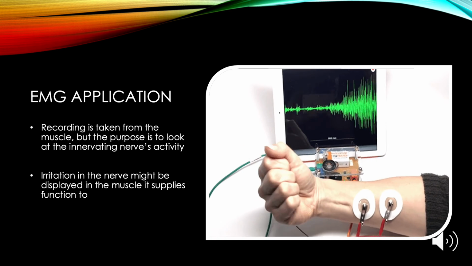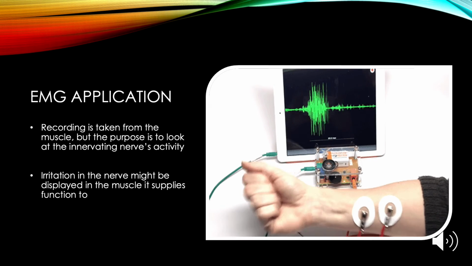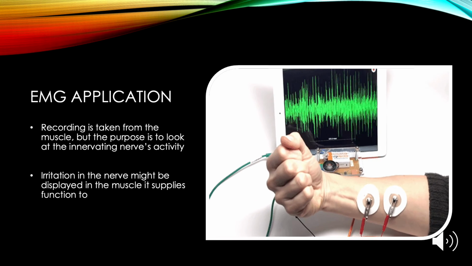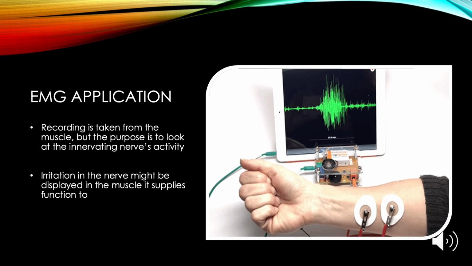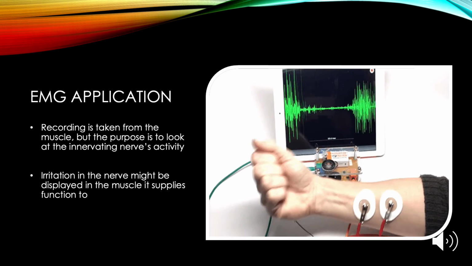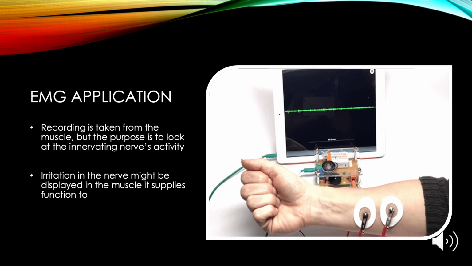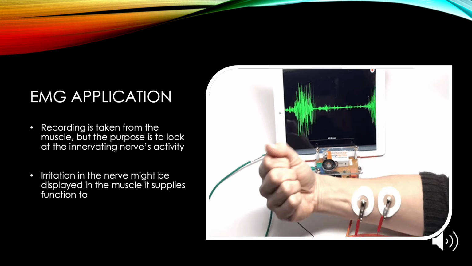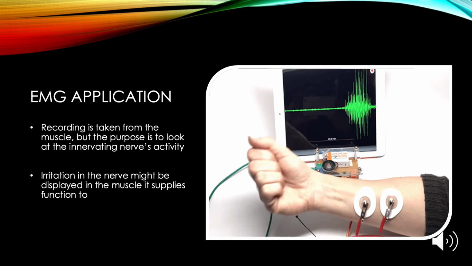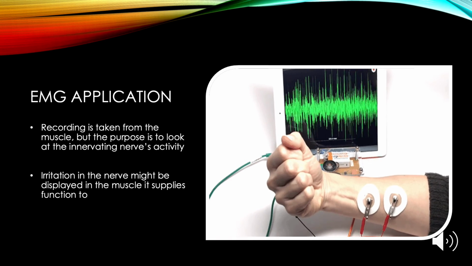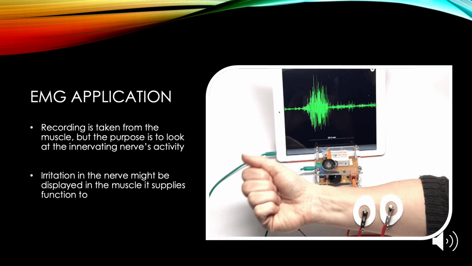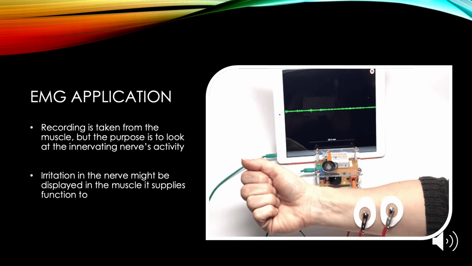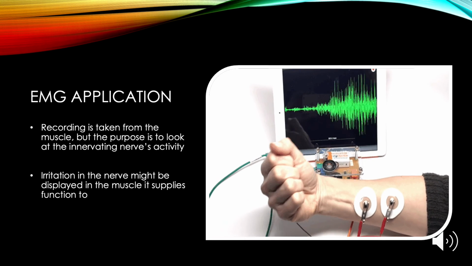As we already know, the application of EMG in most of our scenarios is going to be to measure the function of nerves, but if we're trying to measure the function of nerves, then why do we monitor muscles, right? Now, it's important to remember that muscle groups are innervated by nerves. So even though the recording is taken from the muscle, the purpose is to look at the innervated nerve's activity. And here we see the irritation in the nerve, which could be shown in the muscle it supplies function to.